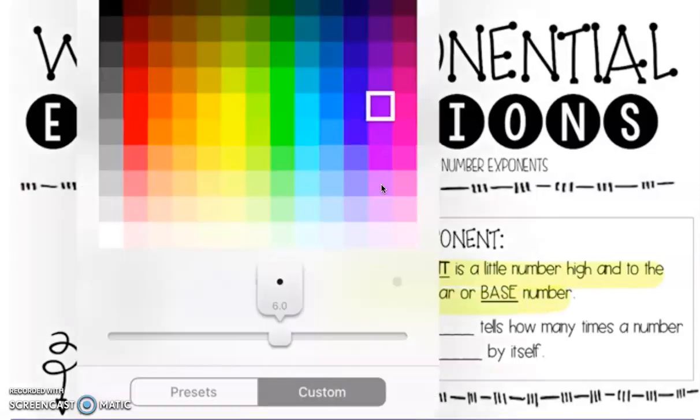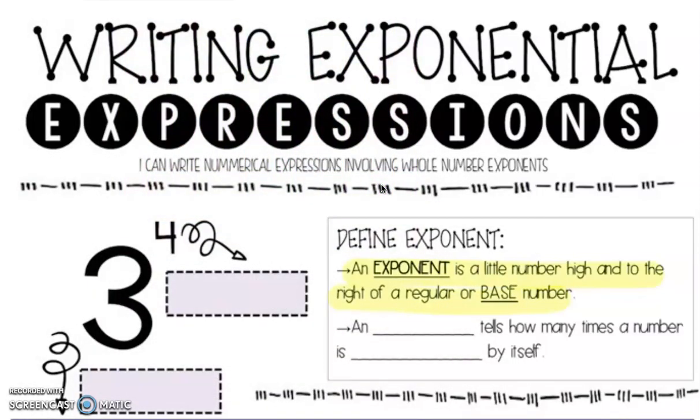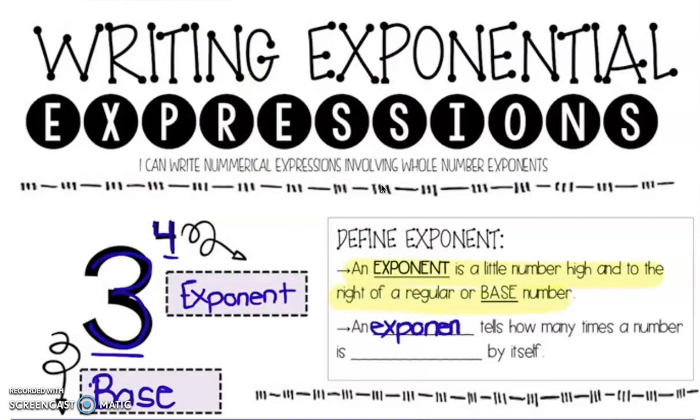So you should be filling these in with me on your notes. This little number that is high and to the right, that is what we call an exponent. Okay. The big number, just the regular number that we see there, that's called the base. Okay. So in this example, the base is 3 and the exponent is 4. Okay. An exponent tells you how many times that a base is multiplied by itself. Okay, so it tells you how many times that a number is multiplied by itself.